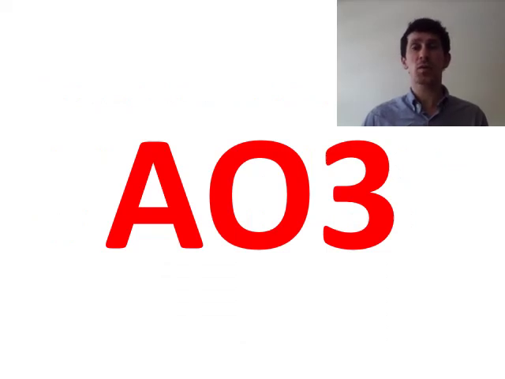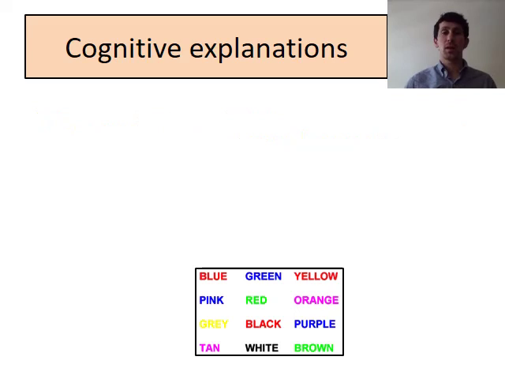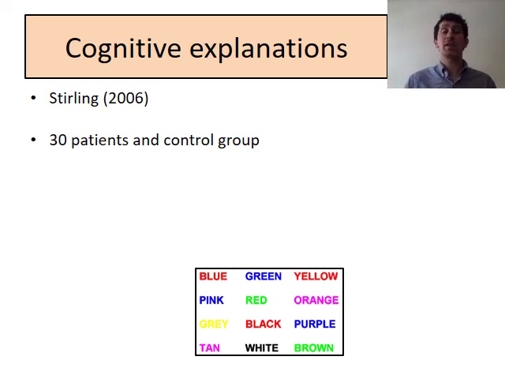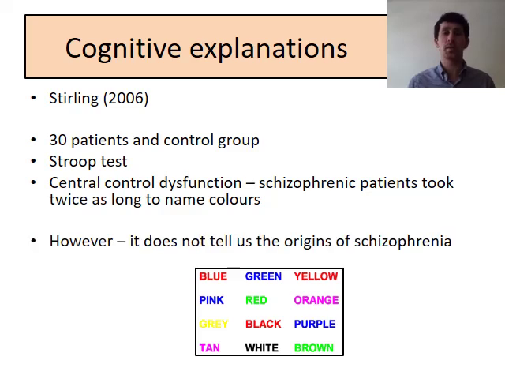We're now going to look at the AO3 for the cognitive explanation. So for the cognitive explanation, we're only going to really look at one main study that you can use. And this study looked at the Stroop test, which you would have done last year, an example down the bottom there. And what Sterling did, he had 30 schizophrenic patients and a control group, and they all conducted the Stroop test. And he found that schizophrenic patients took twice as long to name the colours as the control group. So this shows that there's some central control dysfunction in these individuals.